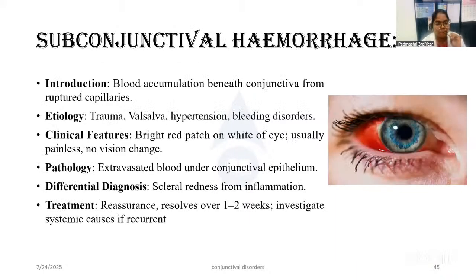Subconjunctival hemorrhage. Blood accumulation beneath the conjunctiva from ruptured capillaries. It is caused by glaucoma, Valsalva, hypertension, bleeding disorders. Clinical features: bright red patch on the white of the eye, usually painless with no vision change. Pathology: extravasated blood under conjunctival epithelium. Differential diagnosis: diffuse redness from inflammation. Treatment: reassurance, resolves over 1 to 2 weeks. Investigate systemic causes if recurrent.